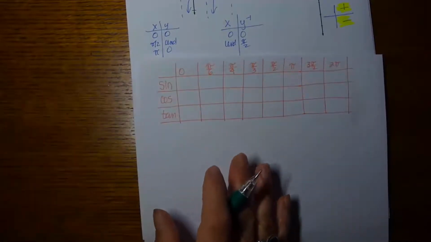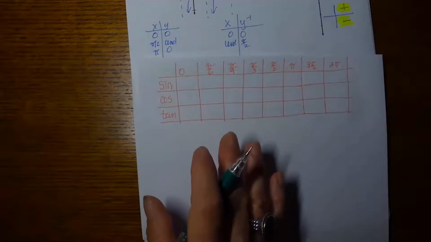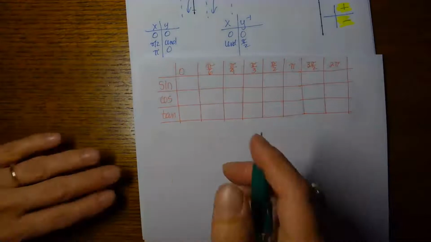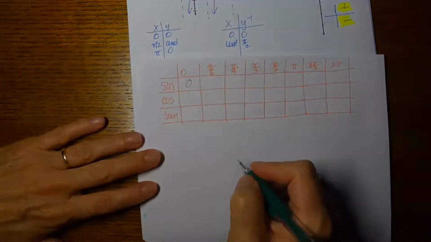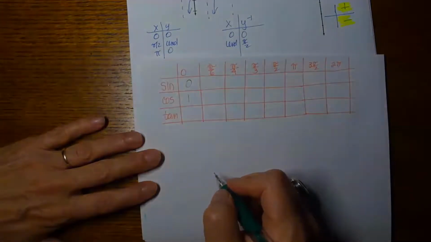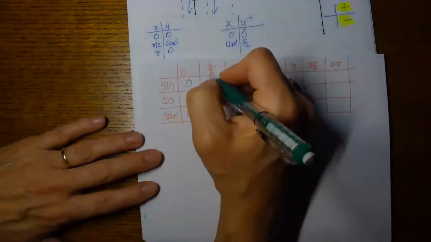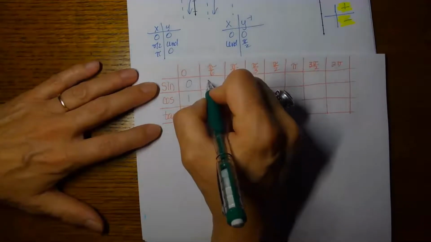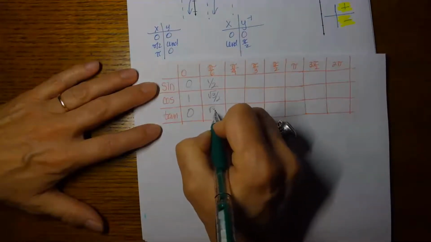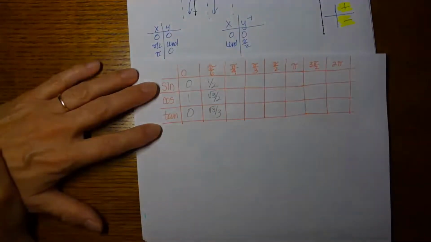What's sine of 0? Y'all gotta tell me what's sine of 0. 0. What's cosine of 0? What's tangent of 0? 0. What's sine of pi over 6? Cosine? Tangent? Okay, y'all, this is our last test.